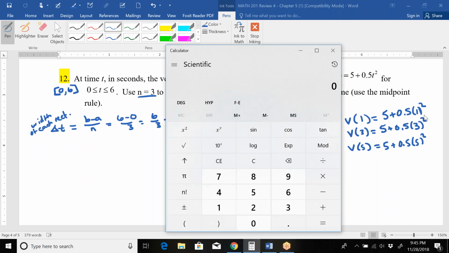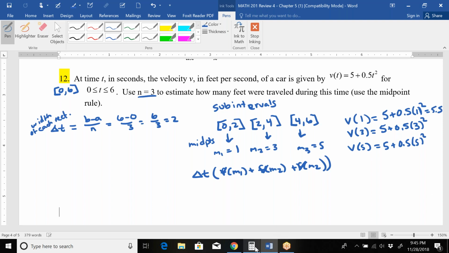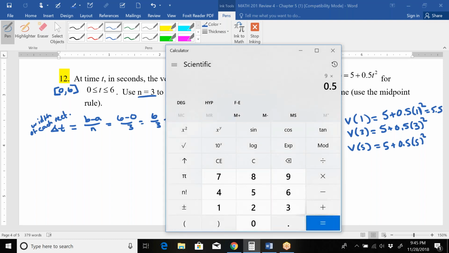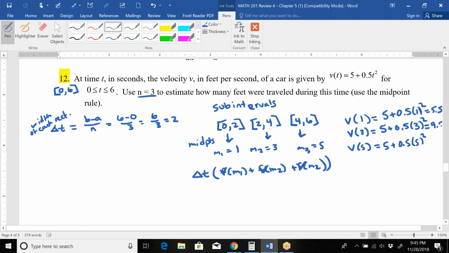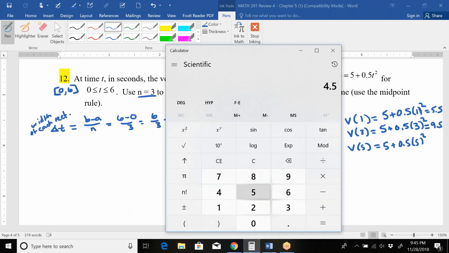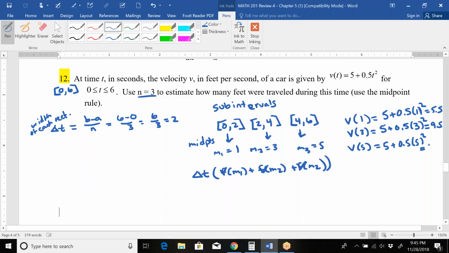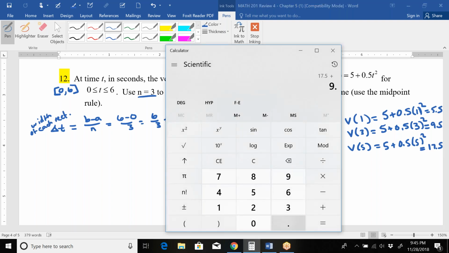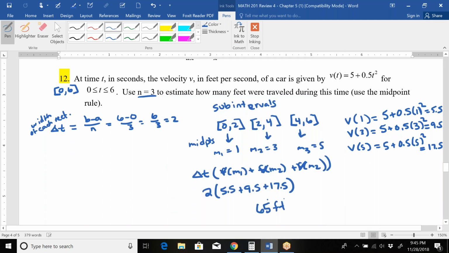So 1 squared is 1, so that's just 5.5 when you add those together. That's 9 times 0.5, so 9 times 0.5 is 4.5, plus 5 will be 9.5. And the last one is 25 times 0.5, and then plus 5, so that's going to be 17.5. Now remember, delta t is the 2 that we got here, so this is 2 times 5.5 plus 9.5 plus 17.5. So add those together, and then times it by the 2. So that is 65 feet is the estimate, since this was measured in feet per second.